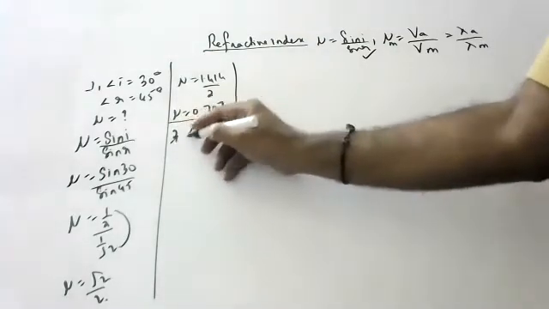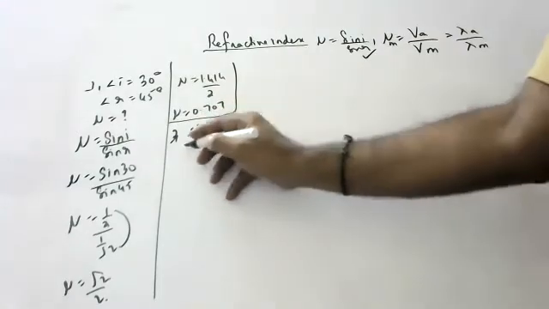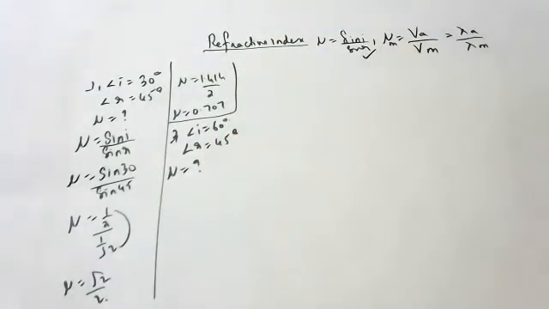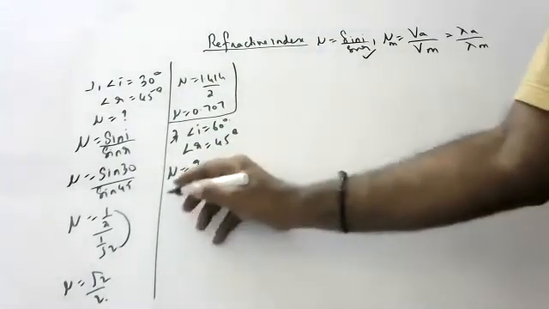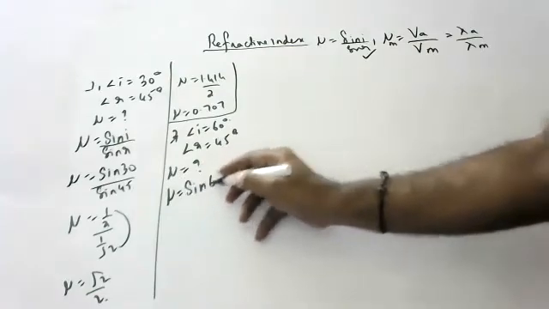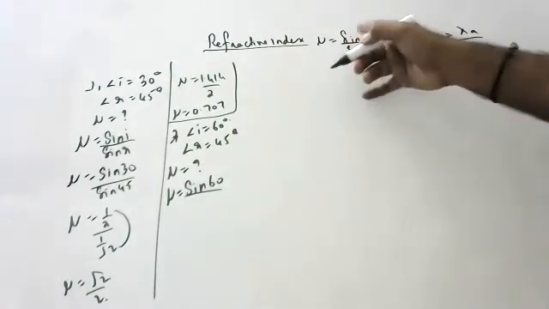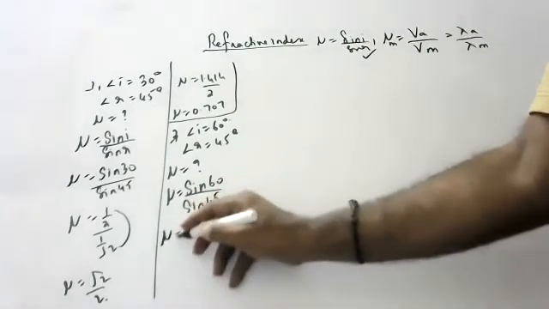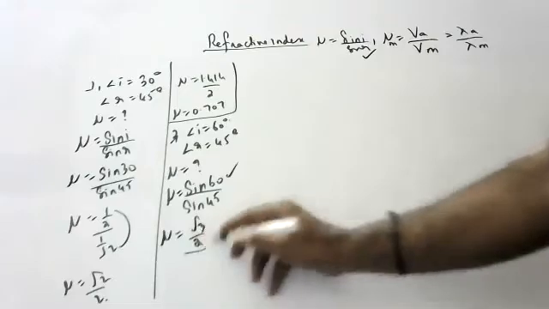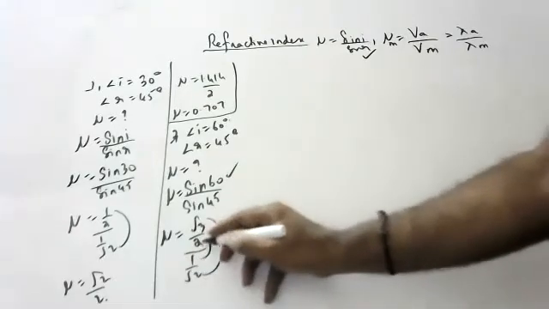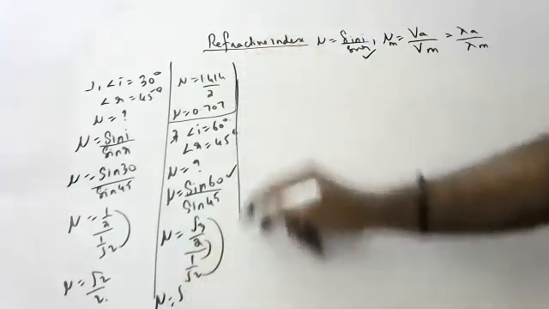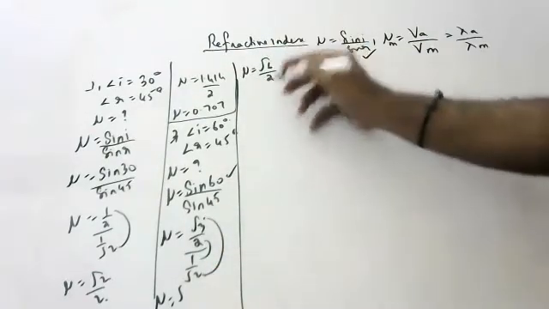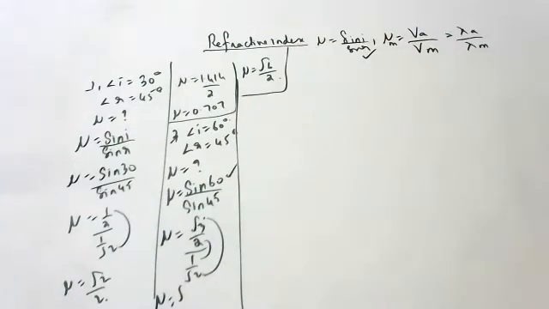Second, if the angle of incidence is 60 degrees and the angle of refraction is 45 degrees, find the refractive index of that medium. How do you do it, children? Mu is equal to sin 60 by sin 45, by Snell's law: the ratio of the sine of the angle of incidence to the sine of the angle of refraction is constant. What is sin 60, children? Root 3 by 2. What is sin 45? 1 by root 2. Mu is equal to root 2 into root 3, which is root 6 by 2. Whatever value you get, that is the answer. That is the refractive index. Next.